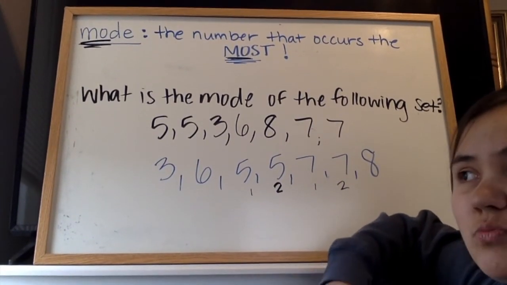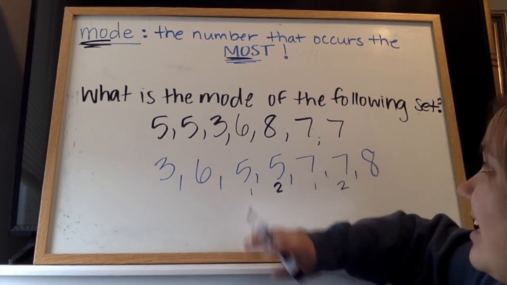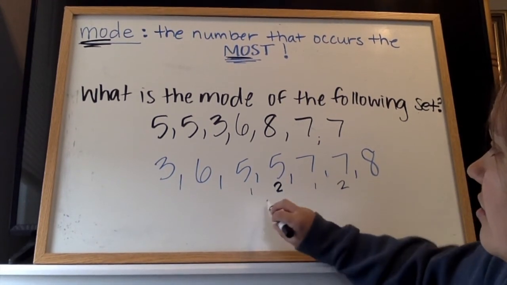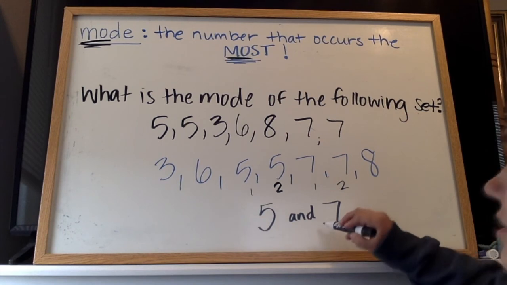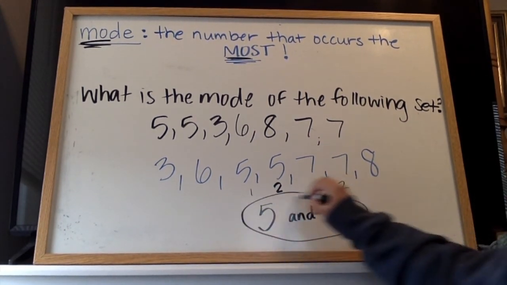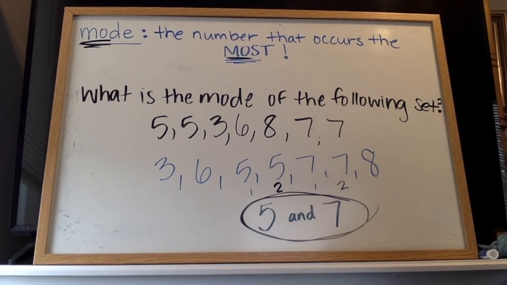The mode is just wondering which numbers occur the most. You aren't finding the average at all. You're just telling me which ones are there the most. So 5 and 7 occur the most. It's a tie between them two. Okay? So you don't need to pick sides. You don't need to pick which one is the mode. You can have 2. And maybe you would have 3 in some cases.